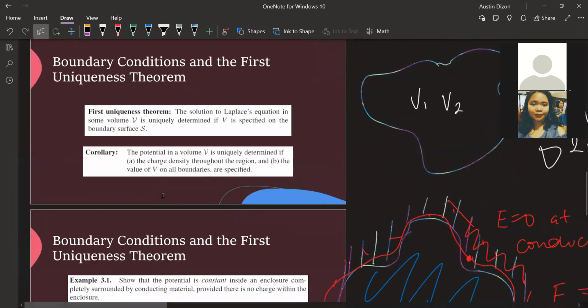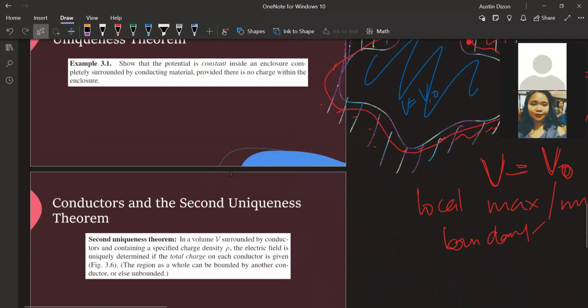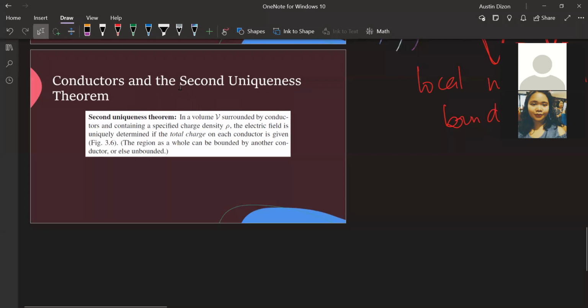Now, we have a corollary, read it in the book, that it's the same when there is charge inside your volume. Okay, so the potential in a volume V is uniquely determined if you have two conditions satisfied. In the first statement, this is the only thing given to you: the value of V on all boundaries is specified. Okay, so once you put charge in it now, you must know the charge density throughout the region. Okay? So that's it. You have an additional requirement if you have charge inside your boundaries, inside your volume V. Okay? This is the more difficult thing.